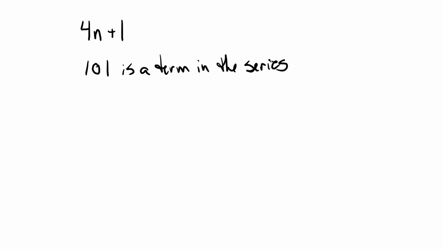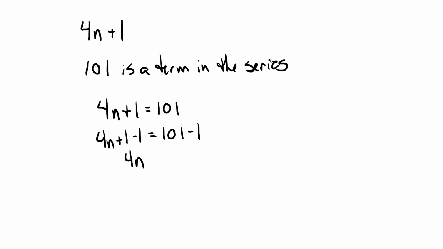To do that, we rely on our basic algebra skills. What we're really saying is that 4n plus 1 is equal to 101. Now we just need to solve for n. To do that, we subtract 1 from both sides because we want to get rid of that 1 and get the n alone. Then we've got 101 minus 1. That gives us 4n is equal to 100.